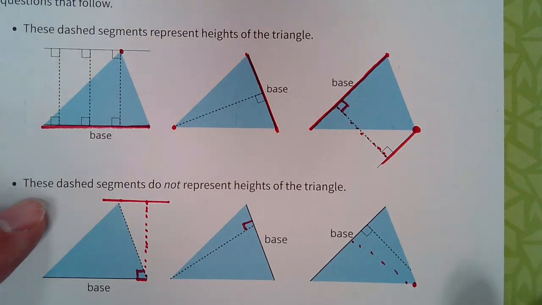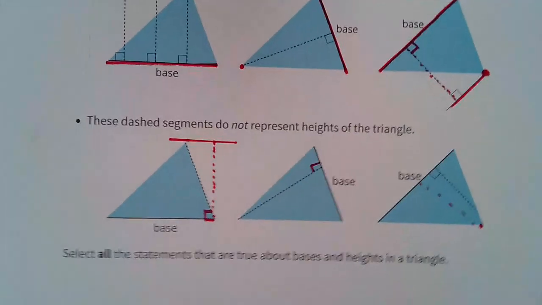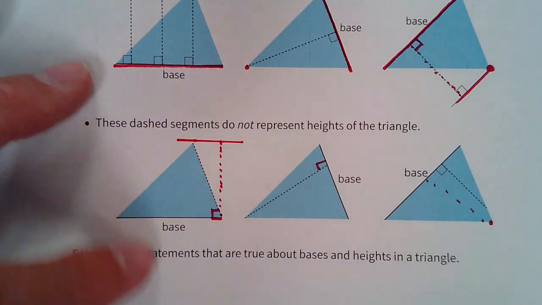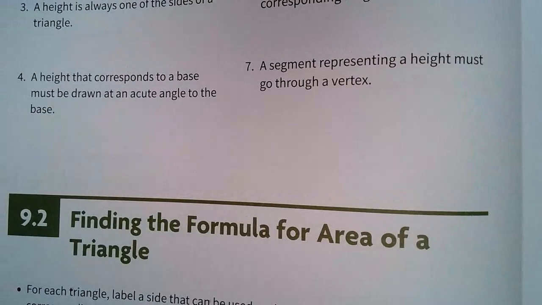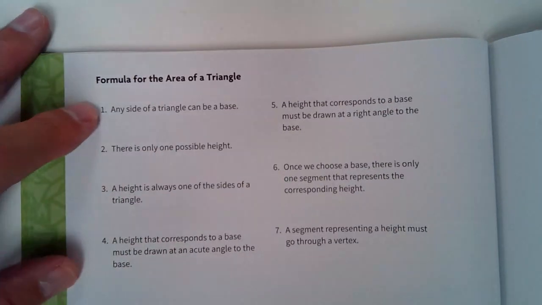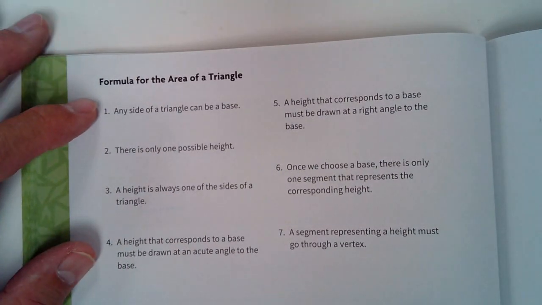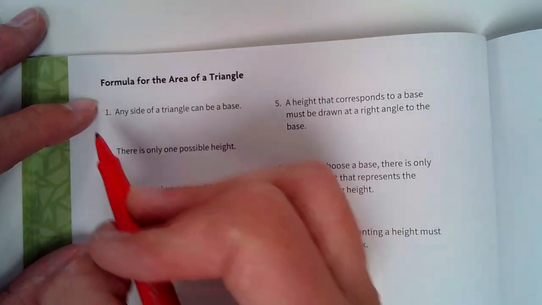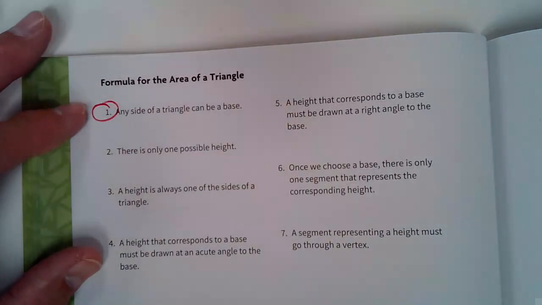All right. So down at the bottom of the page here, it says, select all the statements that are true about bases and heights in a triangle. Let's take a look at this. So we're on page 76. Any side of a triangle can be a base. All right. That's true. I'm going to circle that.